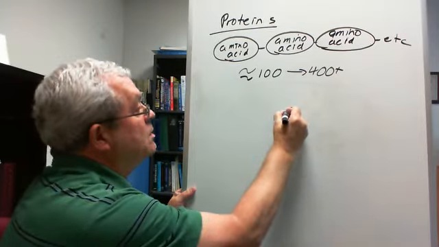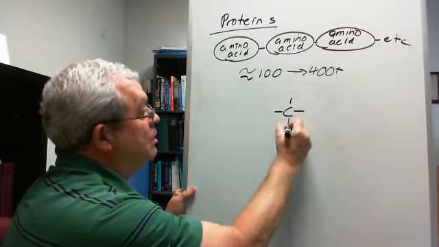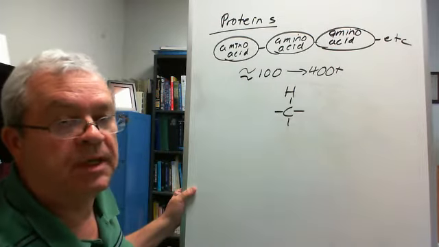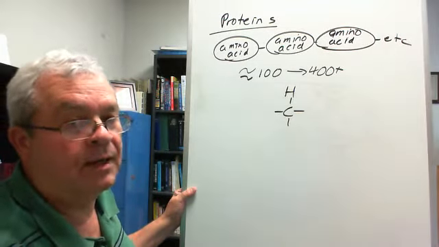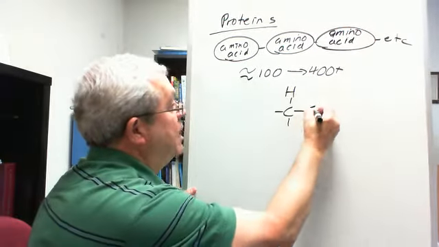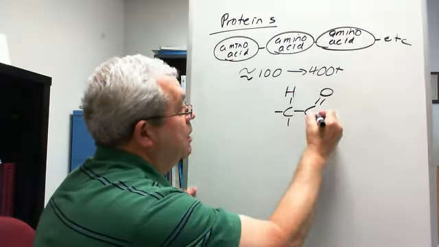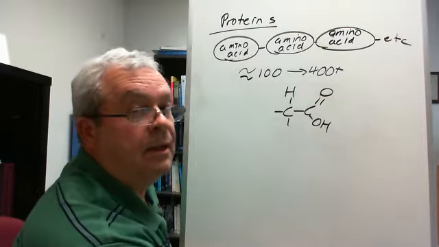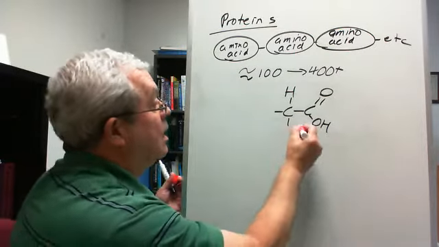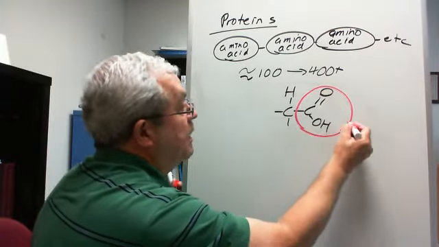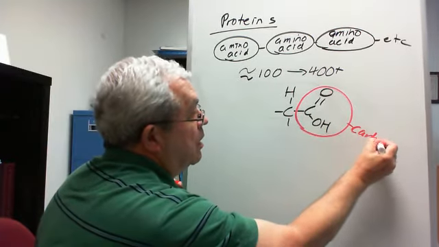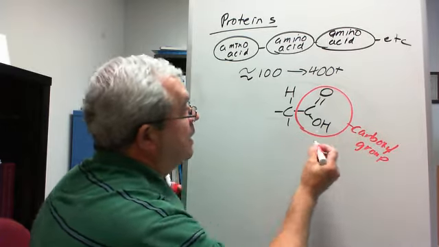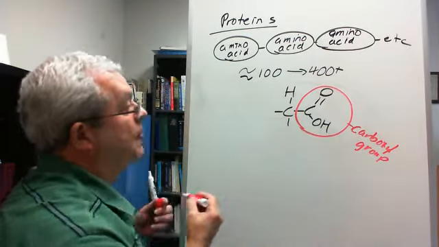Well, amino acids, as we saw, have a central carbon with four bonds. What's attached? Well, I put an H there that represents one what? One hydrogen atom? Yeah. And I've got this group right here, and that's called a what? It's called a carboxyl group with how many atoms? Carboxyl group. It has four atoms, one, two, three, four.